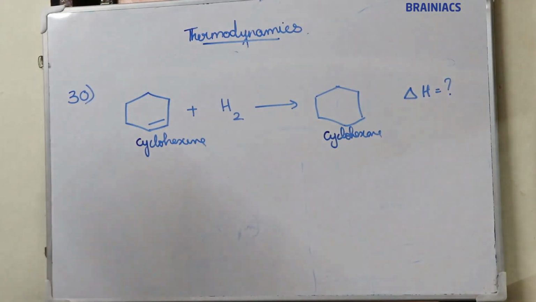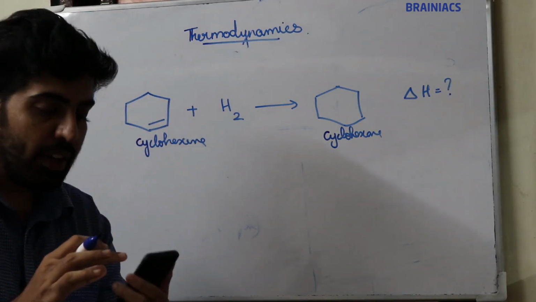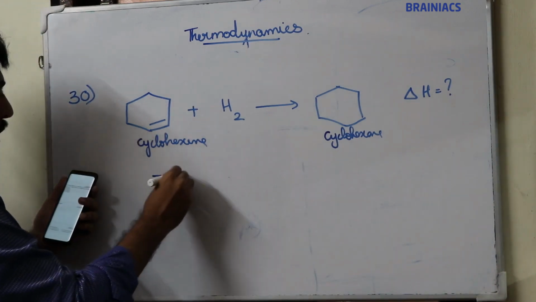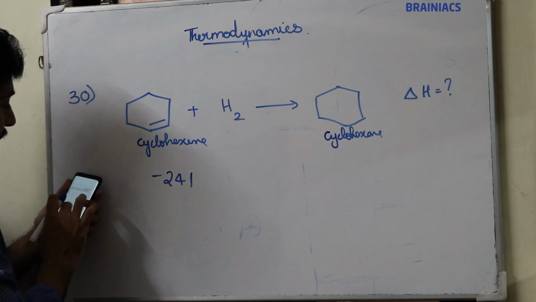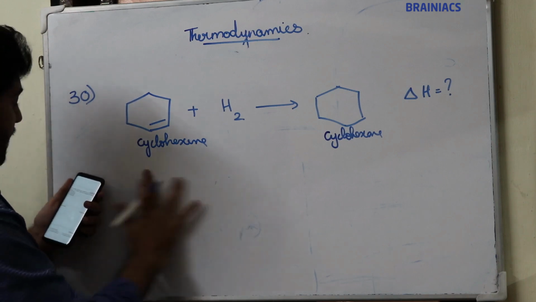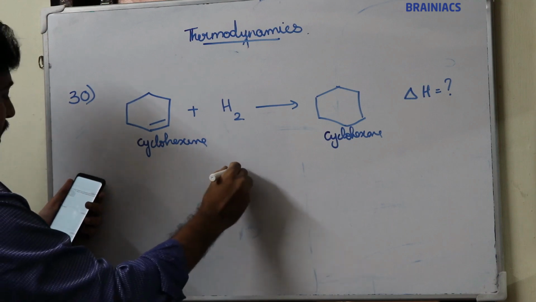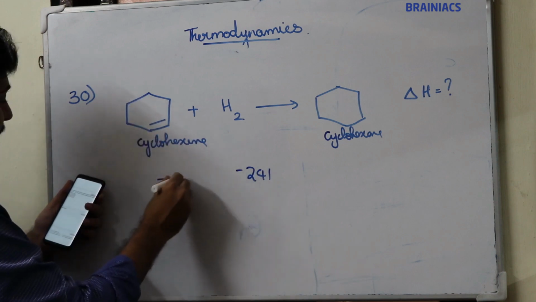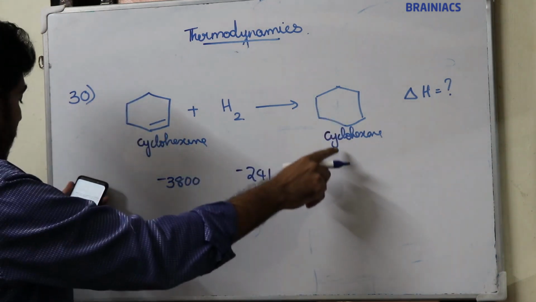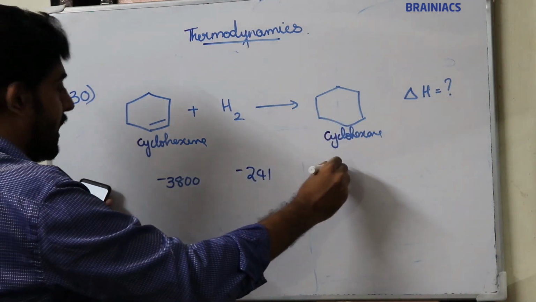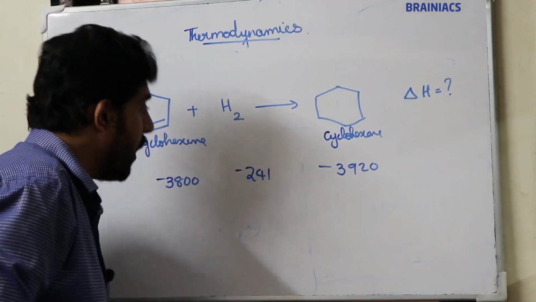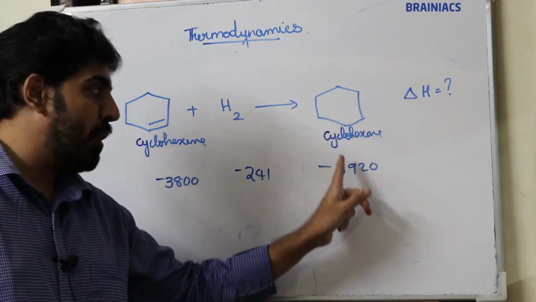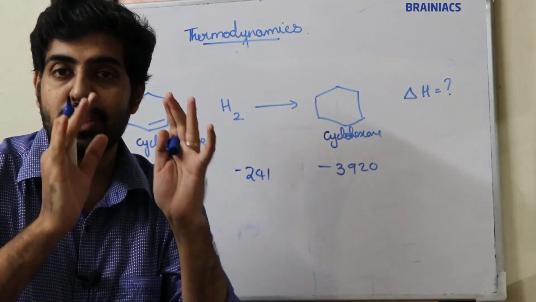Okay, I think it's clear. Now here, enthalpy of combustion values are given. The enthalpy of combustion of hydrogen is minus 241. The enthalpy of combustion of cyclohexene is minus 3800, and the enthalpy of combustion of cyclohexane is minus 3920. So here, the enthalpy of combustion of cyclohexene, hydrogen and cyclohexane are given. Now here there is one twist.